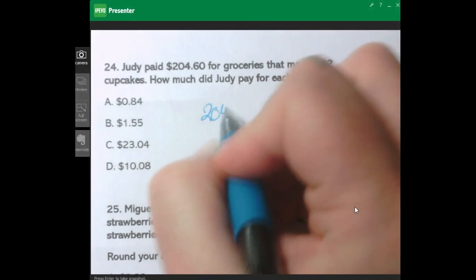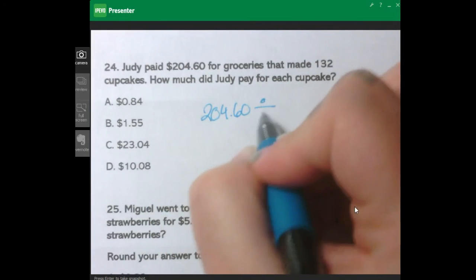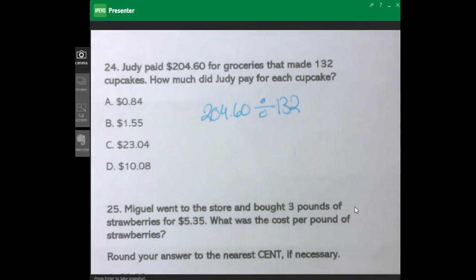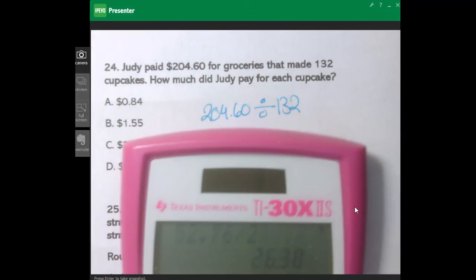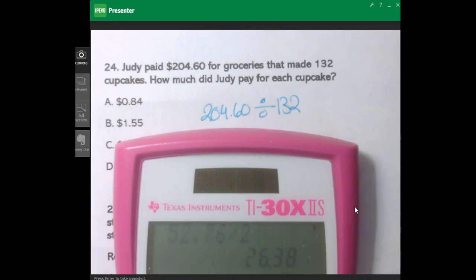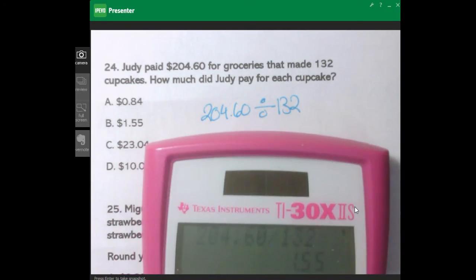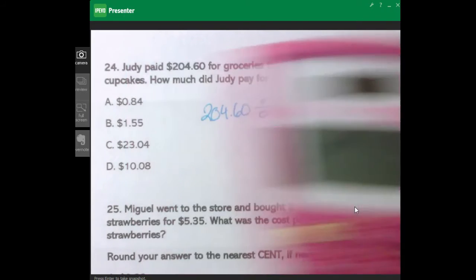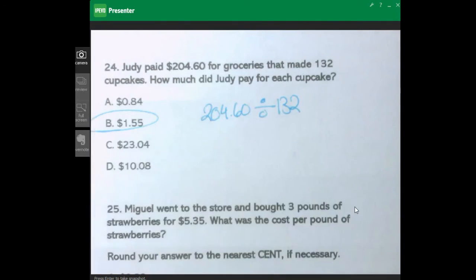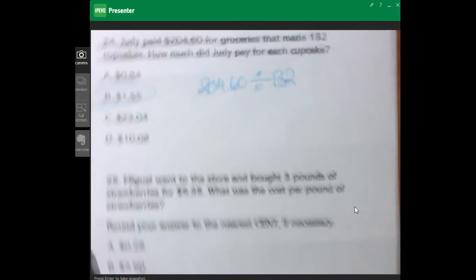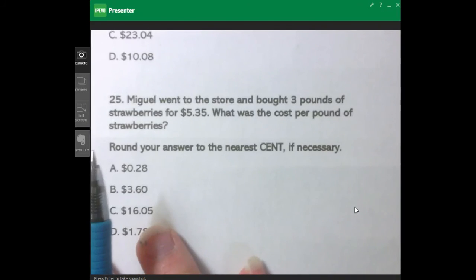So $204.60 divided by 132. Break out that handy dandy calculator. All right, and we've got 204.60 divided by 132. Man, Judy's making a lot of cupcakes. So we get $1.55. And you are welcome to use your calculator. Calculators will help improve your accuracy.